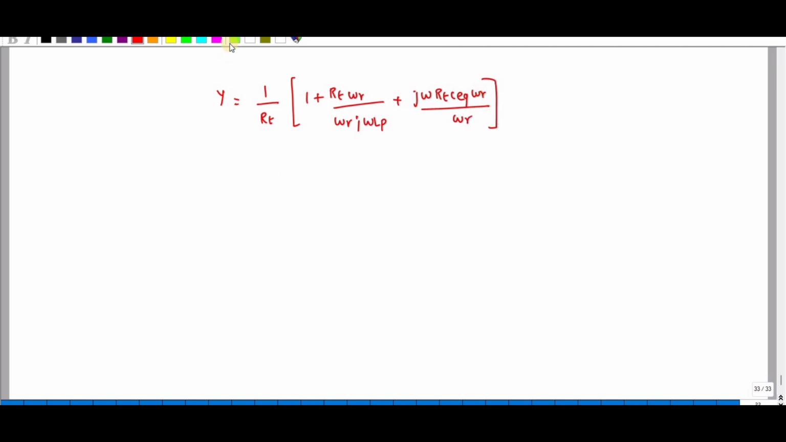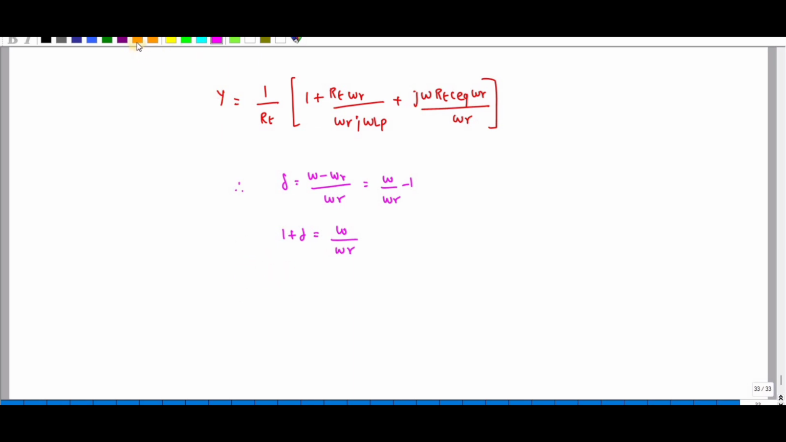Okay, so we know what del is. Del is nothing but the fractional change in the resonant frequency. So I can write del is equal to omega minus omega r divided by omega r. So this I can write as omega by omega r minus 1. So 1 plus del is nothing but omega by omega r.